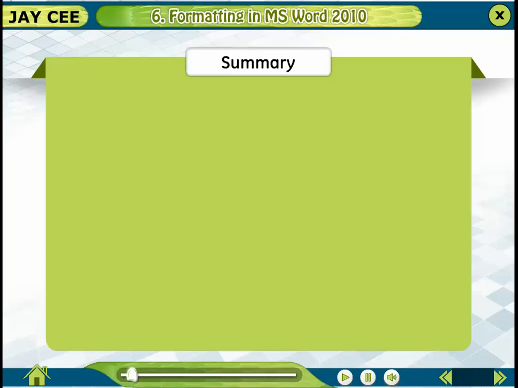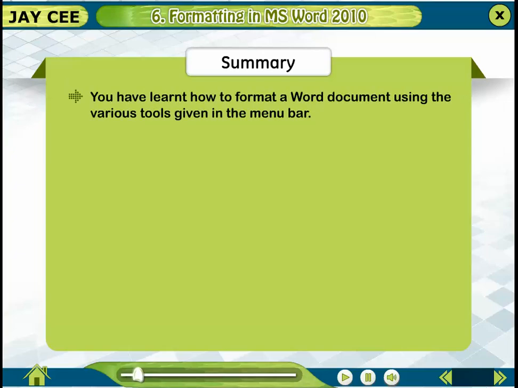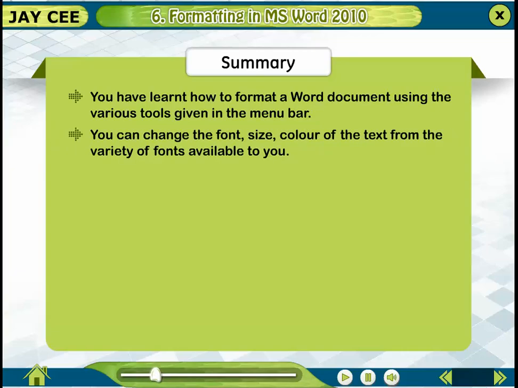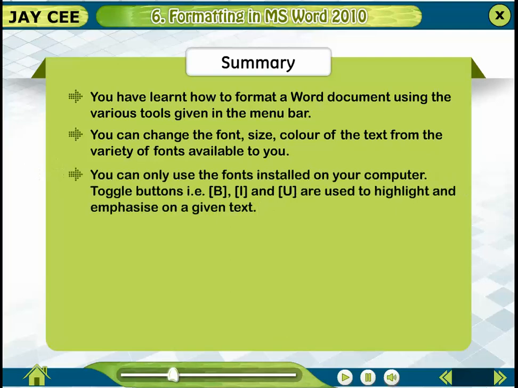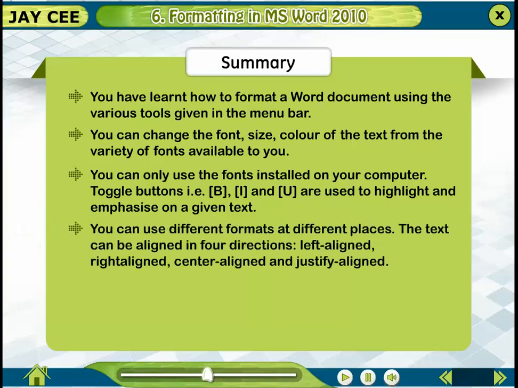Summary. You have learnt how to format a Word document using the various tools given in the menu bar. You can change the font, size, color of the text from the variety of fonts available to you. You can only use the fonts installed on your computer. Toggle buttons, that is, B, I, and U, are used to highlight and emphasize on a given text. You can use different formats at different places.